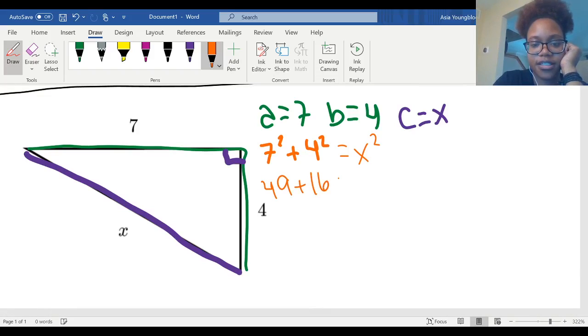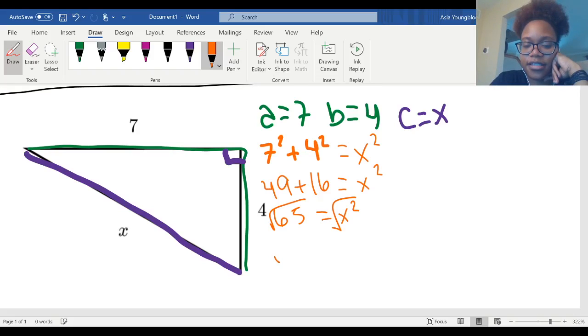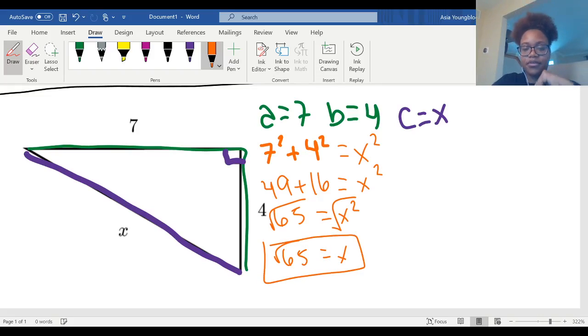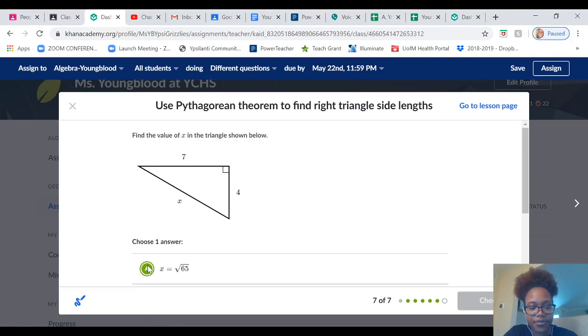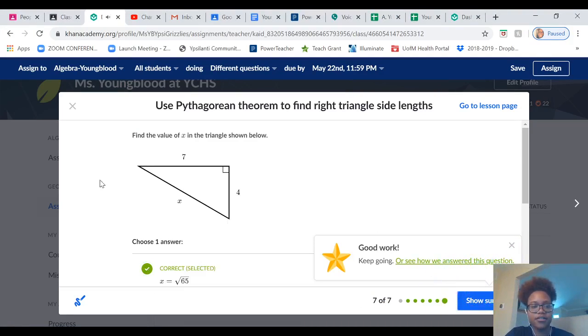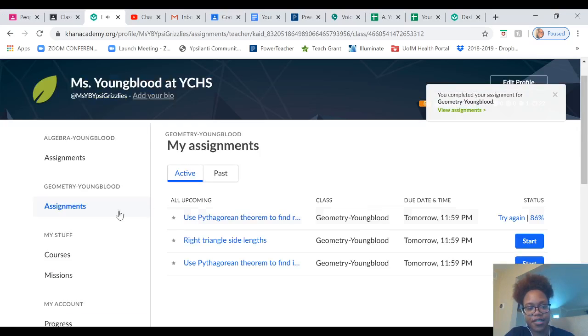49 plus 16 equals x squared. That's going to be 65. 40 plus 10 is 50. 9 plus 6 is 15. 15 plus 50 is 65 is x squared. And then take the square root of both sides to get the square root of 65 is x. So that's our final answer for this last problem. So let's switch back to our browser and type that in. Square root of 65. Nice. That's our last problem in that set. First set, yay, done, okay.